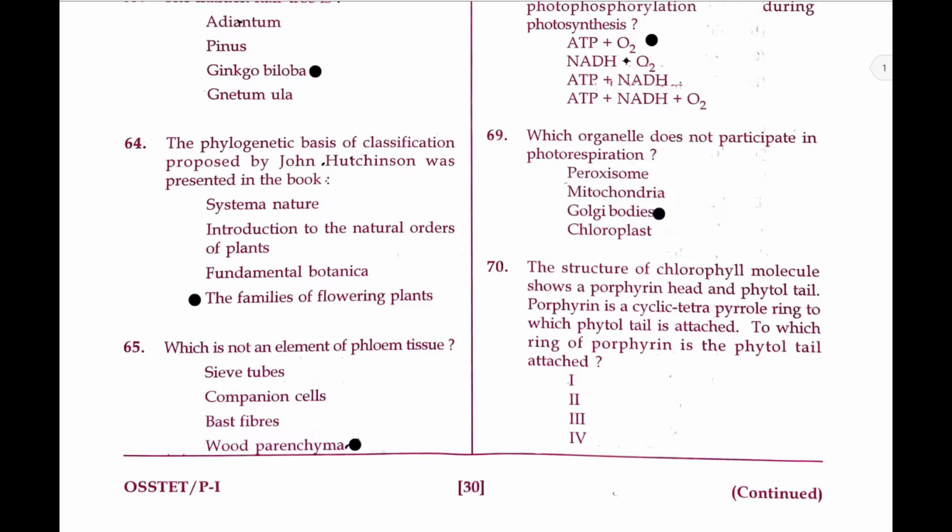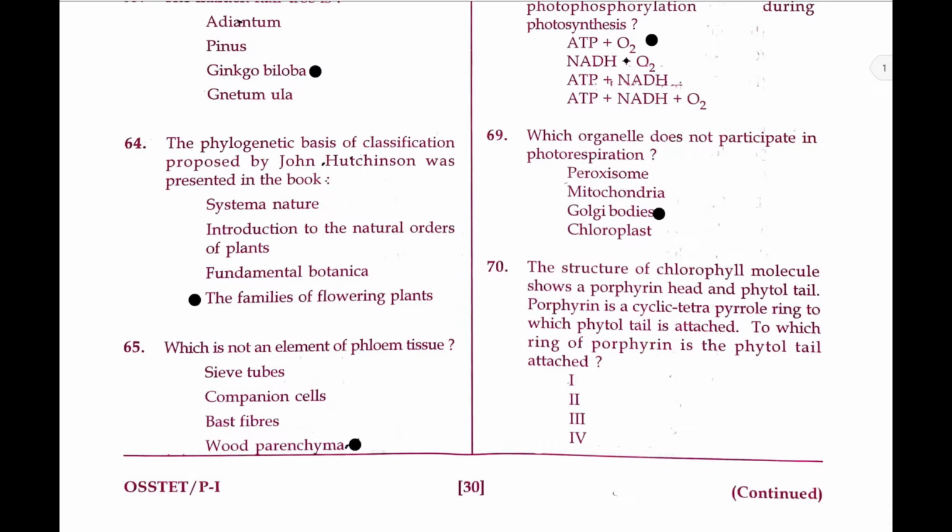Because we know that in photorespiration, the process goes from the chloroplast to the peroxisome, then ends in the mitochondria, and again reverts back to the peroxisome, and then comes back to the chloroplast.